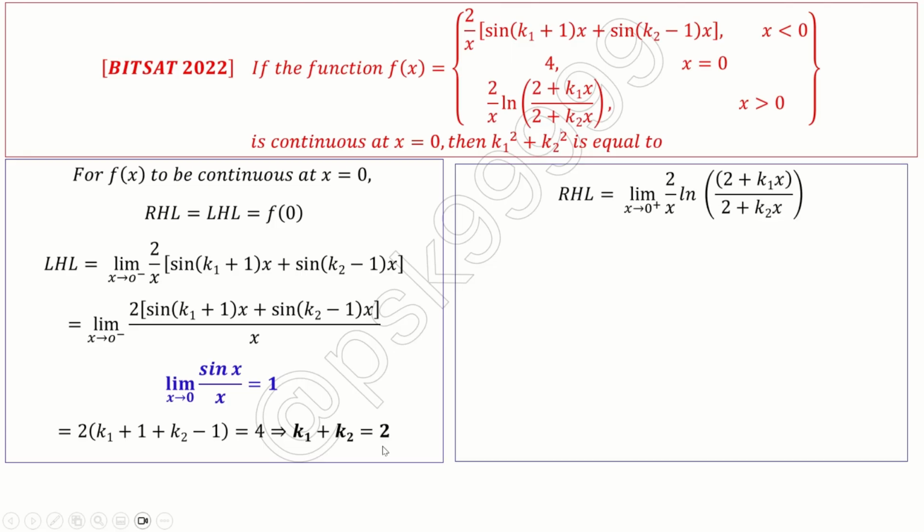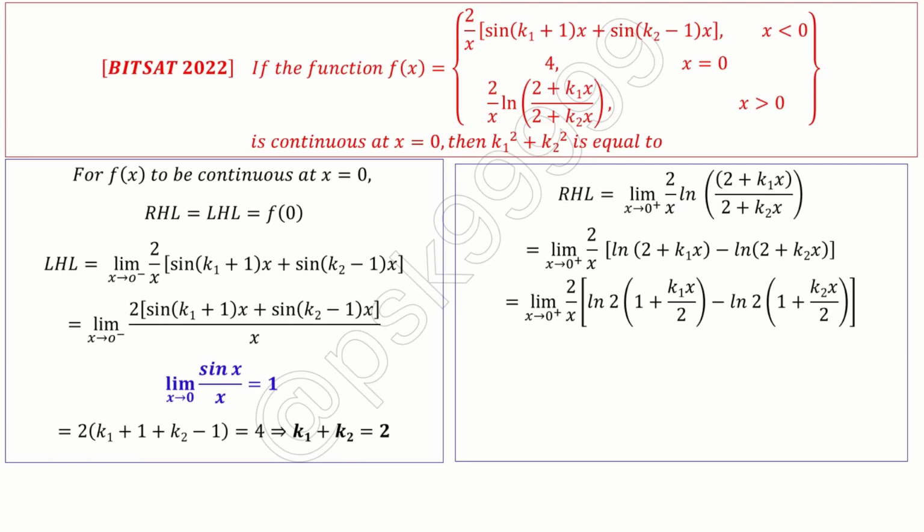Second, I take the RHL. RHL means limit as x tends to 0 plus, so x is greater than 0, and I will take this expression. This is 2 by x times ln of (2 plus k1x) divided by (2 plus k2x). Now this one is also simple. I will expand the log as log of (2 plus k1x) minus log of (2 plus k2x). Now I know there is one formula we use for the log: limit of log of (1 plus ax) by x is equal to a, right?